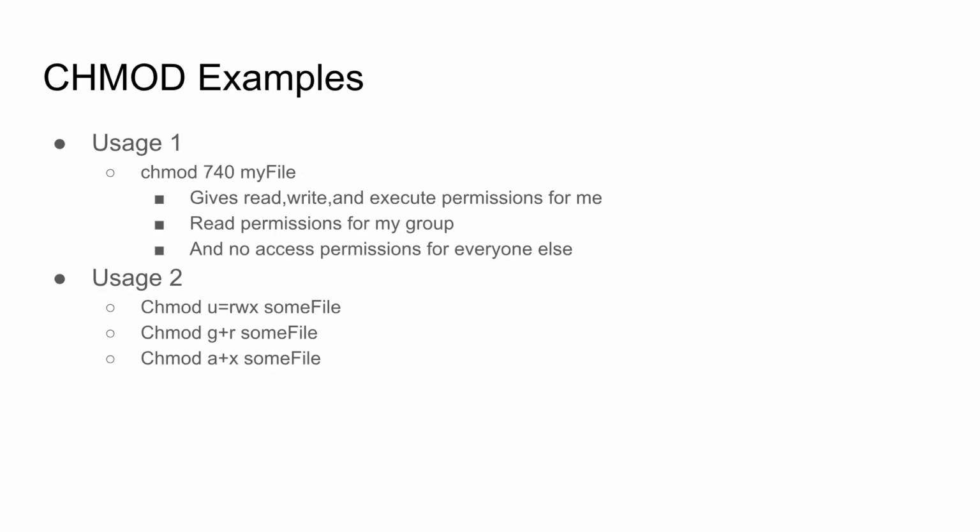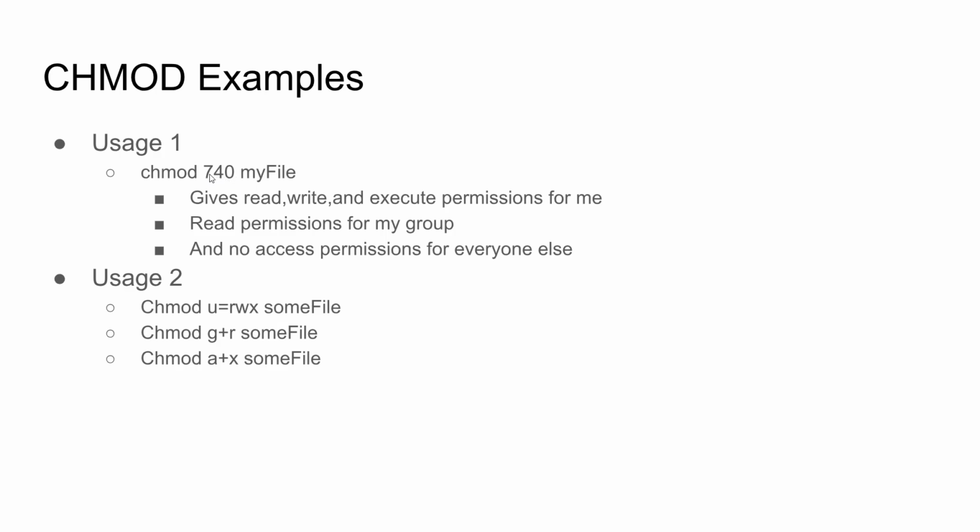I think I have some examples over here. So here's an example using the octal numbers. chmod 740. Again, the first number, 7, is me. 4 is everybody else in my user group. And the third one is everybody else that happens to exist in the world.